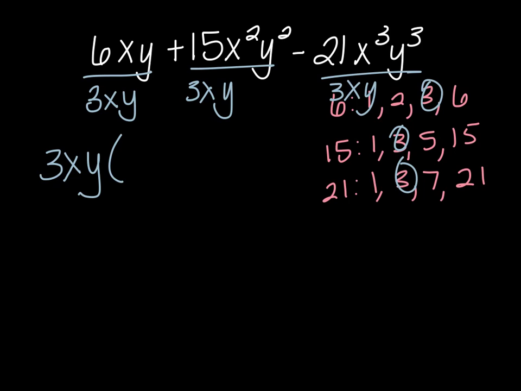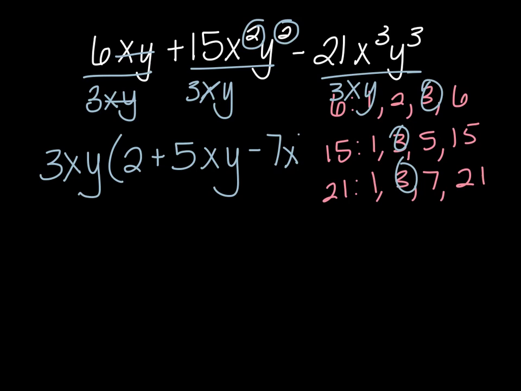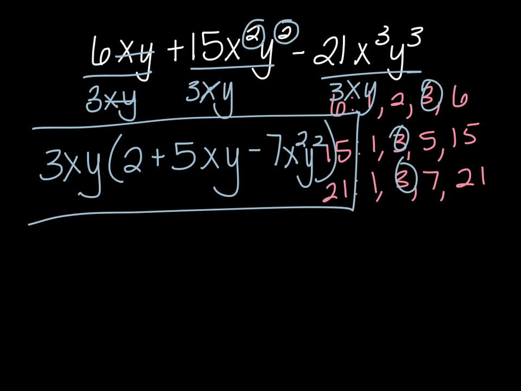So the first one, 6 divided by 3 is 2, and the x's and the y's cancel. Plus, 15 divided by 3 is 5. If I start with 2 x's and take 1 away, I'm left with 1x. If I start with 2 y's and take 1 away, I'm left with 1 y. Minus 21 divided by 3 is 7, x squared y squared. So my final answer is right there.